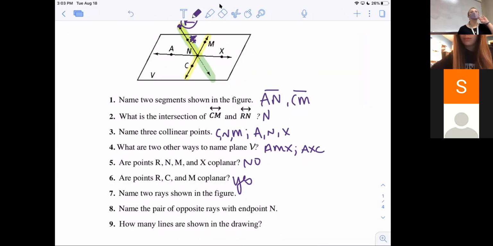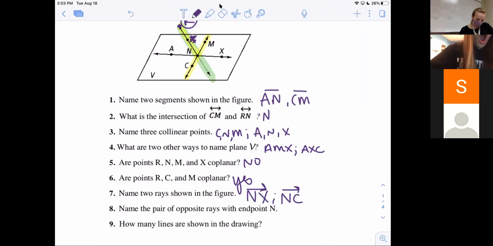Sorry, again. And X. What else counts as a ray? NC. Good. There's a bunch on there we could write.